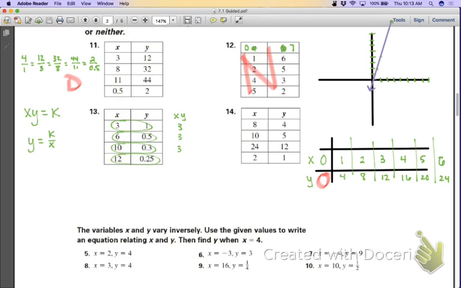Now, same thing. What's a quarter of 12? 3 again. Okay.